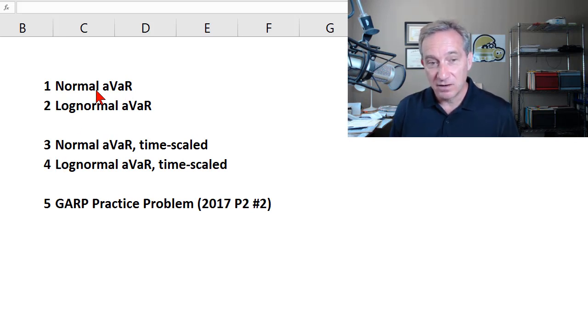normal VaR to log normal VaR in the single period case. Normal is when we assume that the arithmetic returns are normally distributed. Log normal is when we assume that the geometric returns are normally distributed. And there's going to be a specific advantage to using log normal that I'll show you.